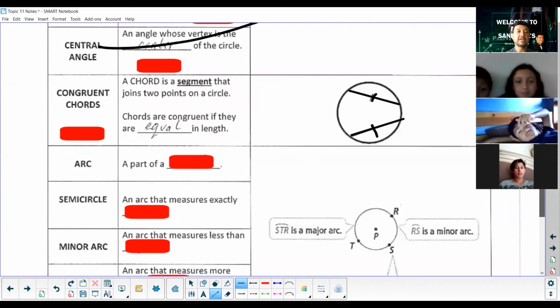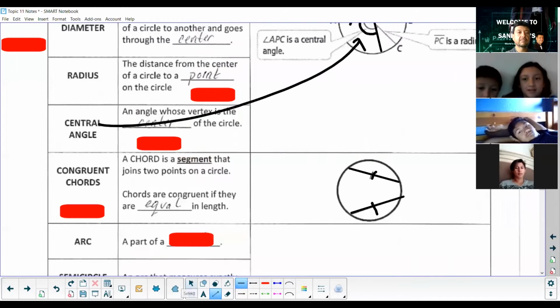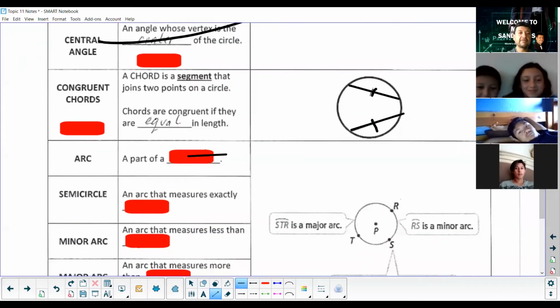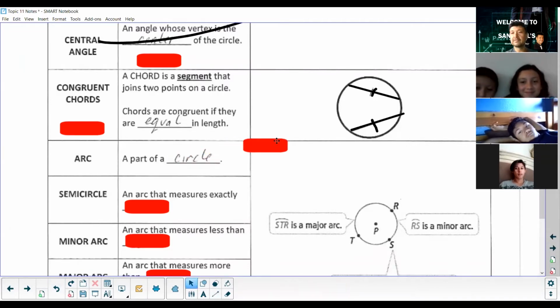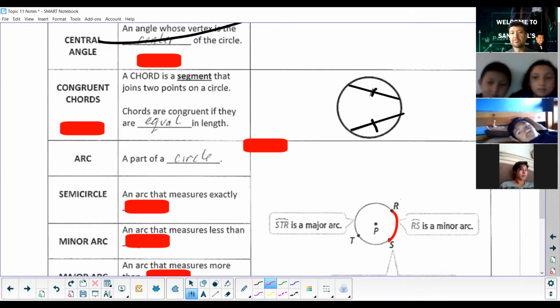All right, so now let's talk about this next one. Let's read the next one, starting with the term arc. Arc is a part of a circle. So in this case, like you see right here, here's an arc. It's just part of the circle. That's what's known as an arc.